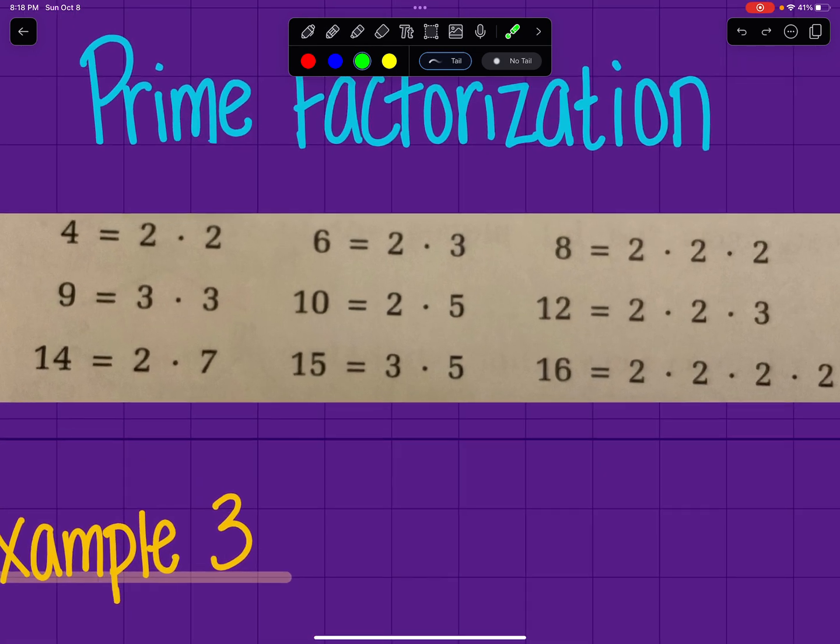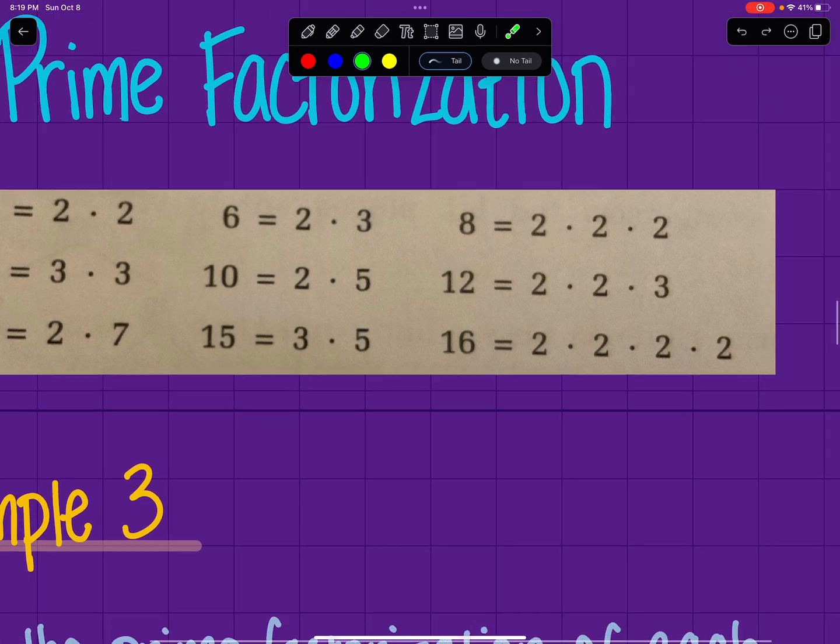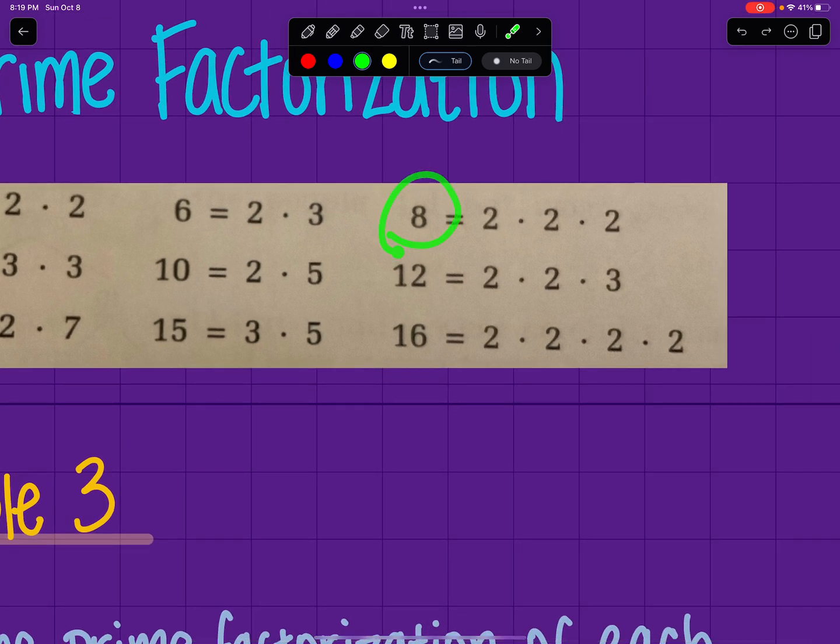Okay, so let's look at this list and make sure that all of these make sense. 14 is 2 times 7. Those are both prime numbers. 6 is 2 times 3. Those are both prime numbers. Let's get to some of these hard ones. What about 8? 8 could be thought of as 4 times 2, right? But 4 is not a prime number. So if you break down 4 even further, it would be 2 times 2 times 2. And that's how you get all of these prime numbers that multiply together to get 8.